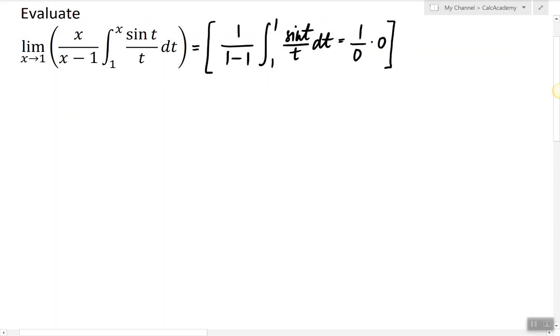So we have a 1 over 0 times 0 type of limit, which can be rewritten as 0 over 0 after manipulating the expression. Now, what I'm going to do next is rewrite the expression inside of the limit.